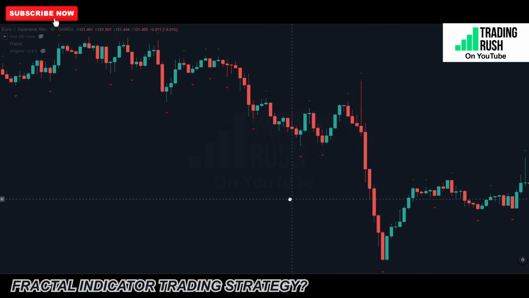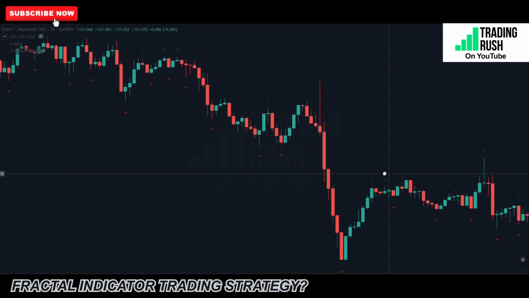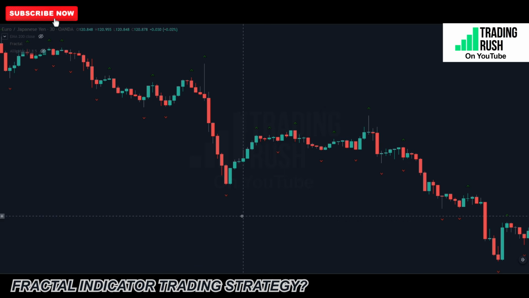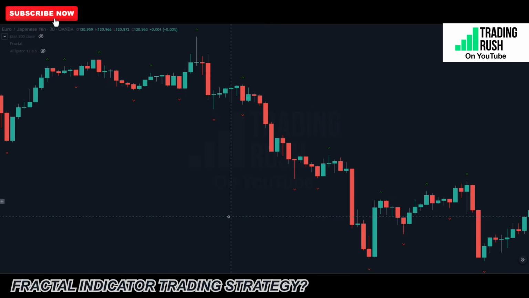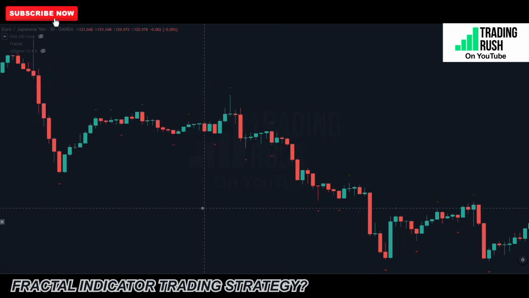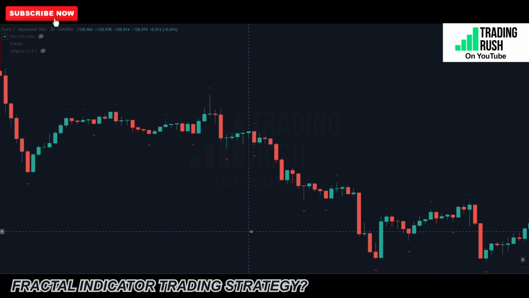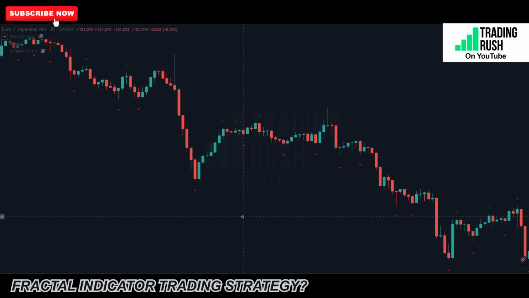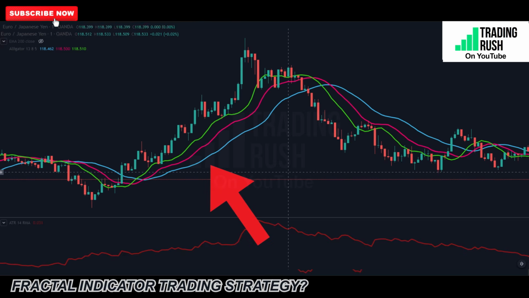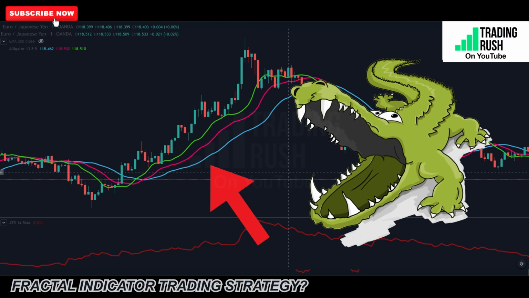Fractal is an interesting indicator that is very popular among new traders. Why wouldn't it be? After all, this fractal indicator tries to show the important price levels on a trading chart. This indicator was created by Bill Williams. That's right, the same person who also created the famous alligator indicator.